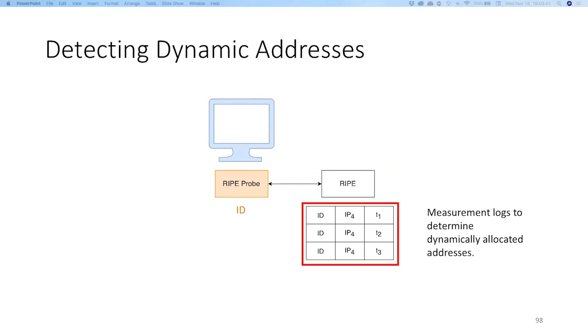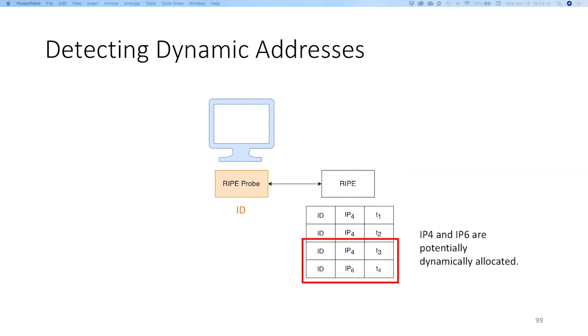So we use these measurement logs to determine if the RIPE Atlas probe is present in a dynamically allocated region or not. Now, if you observe this log for an extended duration of time, what you could see is all the IP addresses that have been allocated to the particular ID.